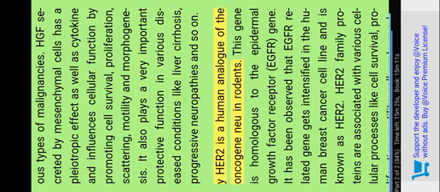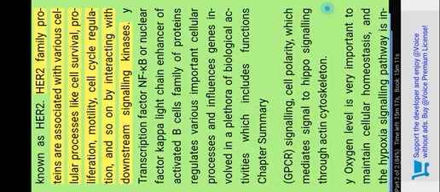HER2 is a human analog of the oncogene neu in rodents. This gene is homologous to the epidermal growth factor receptor EGFR gene. It has been observed that an EGFR-related gene gets intensified in the human breast cancer cell line and is known as HER2. HER2 family proteins are associated with various cellular processes like cell survival, proliferation, motility, cell cycle regulation, and so on by interacting with downstream signaling kinases.